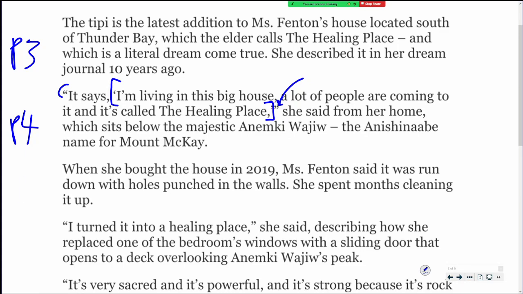Paragraph 5. When she bought the house in 2019, Miss Fenton said it was run down with holes punched in the walls. She spent months cleaning it up. I turned it into a healing place, she said, describing how she replaced one of the bedroom's windows with a sliding door that opens to a deck overlooking ENG4E's peak.